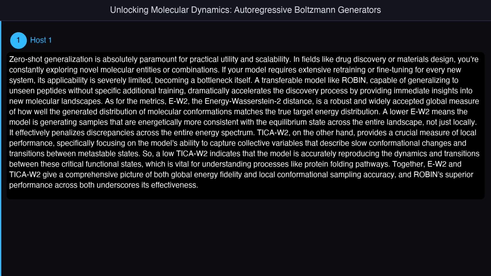TICA W2, on the other hand, provides a crucial measure of local performance, specifically focusing on the model's ability to capture collective variables that describe slow conformational changes and transitions between metastable states. So, a low TICA W2 indicates that the model is accurately reproducing the dynamics and transitions between these critical functional states, which is vital for understanding processes like protein folding pathways. Together, EW2 and TICA W2 give a comprehensive picture of both global energy fidelity and local conformational sampling accuracy, and Robin's superior performance across both underscores its effectiveness.